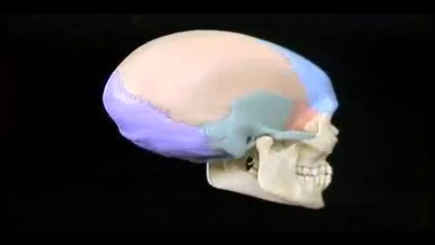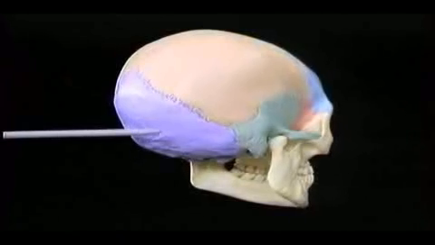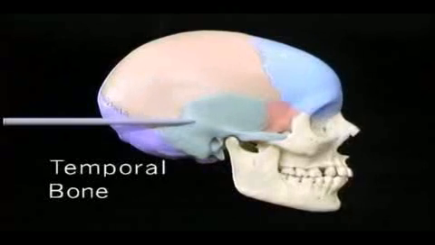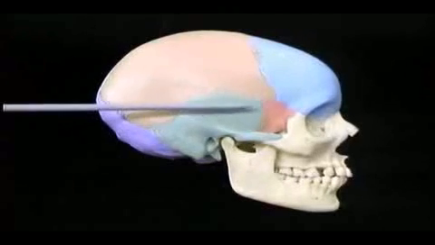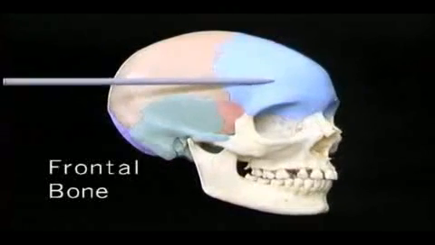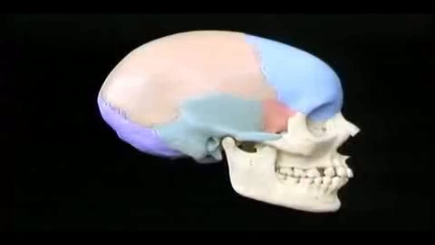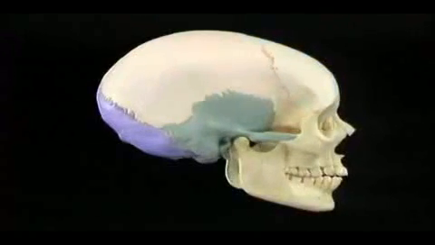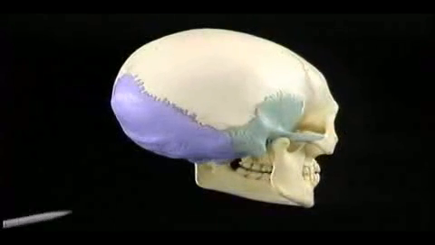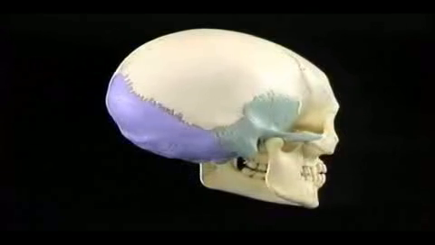The principal bones that form the cranium are the occipital bone behind and below, the parietal bone and temporal bone on each side, the sphenoid bone and the frontal bone. The two bones of the cranium that we're concerned with at present are the occipital bone and the lower part of the adjoining temporal bone.